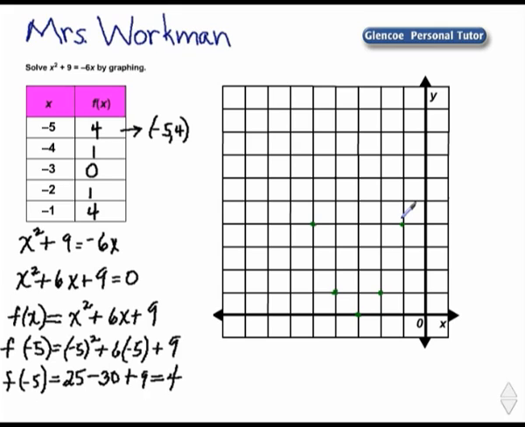Now we've plotted the points. We want to connect them with a smooth curve. We know that the graph of a quadratic function is a parabola, so these points are going to lie on a parabola. That looks like this.